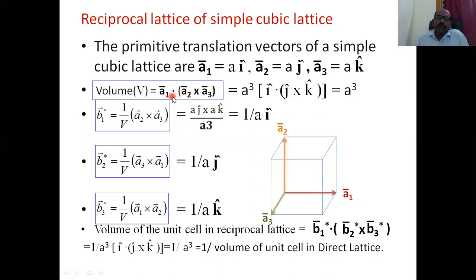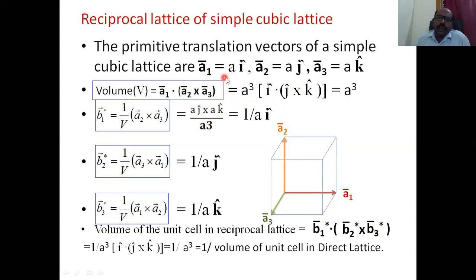If we keep all the coefficients of the basis vectors: for A1 bar we get a cap only, that means 1 0 0 in determinant form. For A2, 0 1 0. For A3, 0 0 1. So in that way we get only 1, its magnitude as 1. And for each row there is one a. So in that way we get a cube as volume. Okay, volume is equal to a cube.